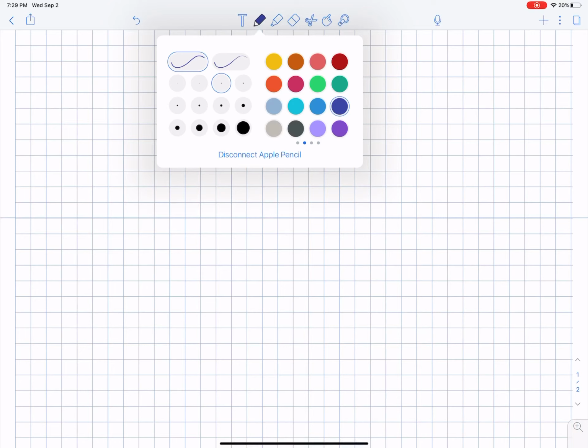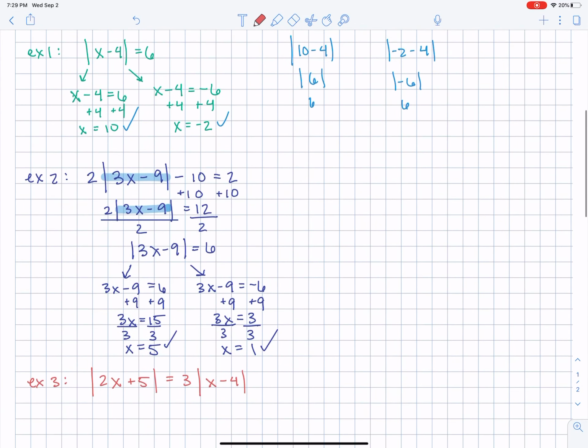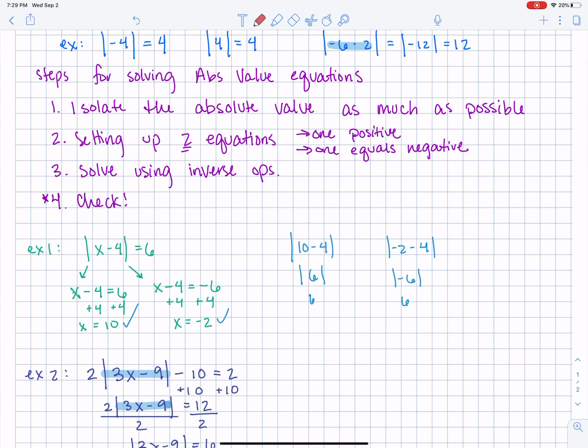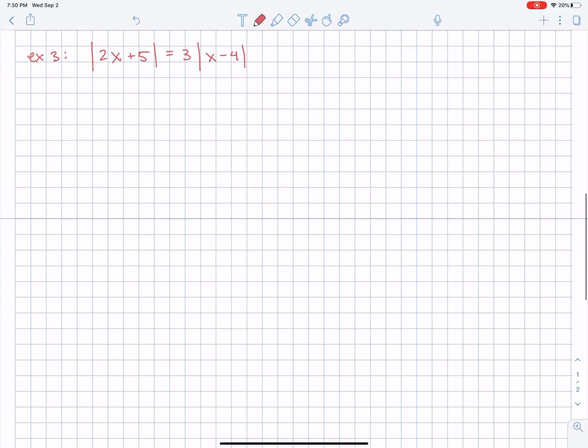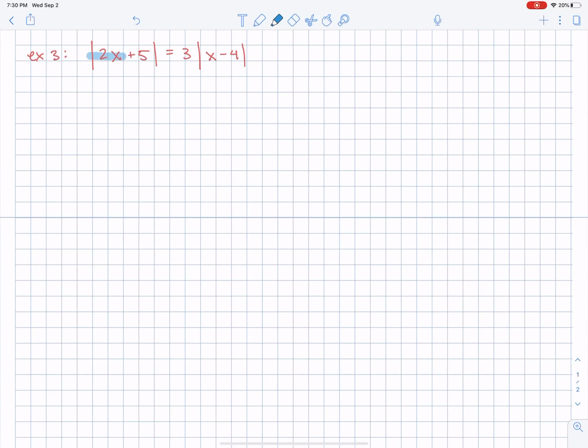Let's switch over to, I like the salmon color. All right, example 3. This one is the absolute value of 2x plus 5 is equal to 3 times the absolute value of x minus 4. Okay, so up here on our steps, I went ahead and said, isolate the absolute value as much as possible. So this is what we mean by as much as possible: on the left-hand side of our equation, it's isolated, and we're just going to work with this guy.